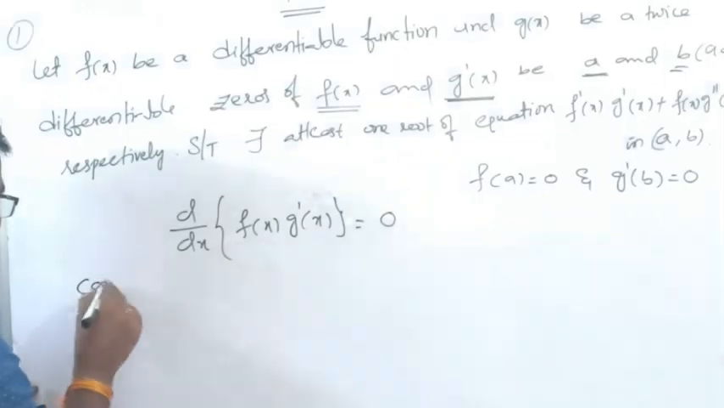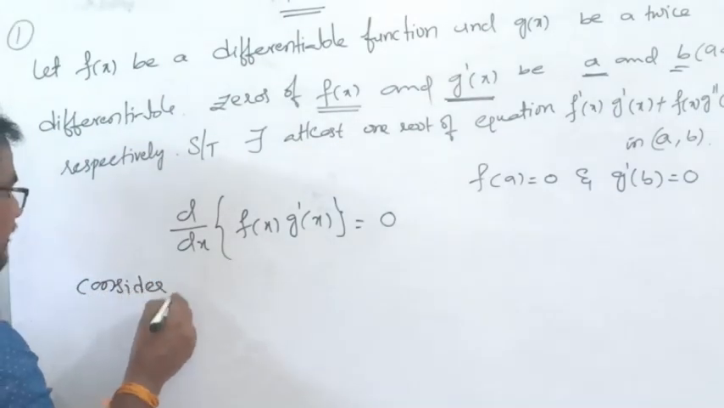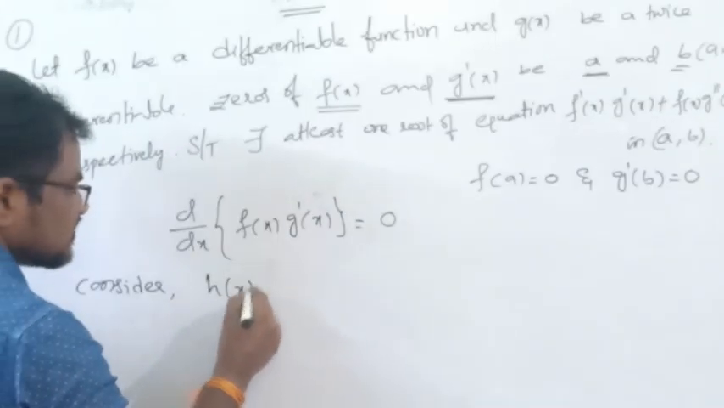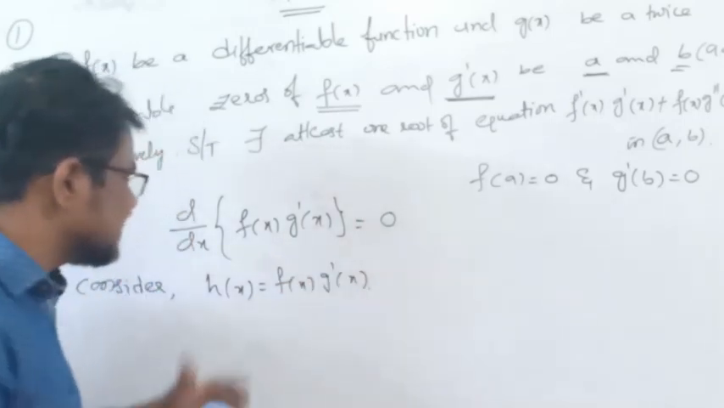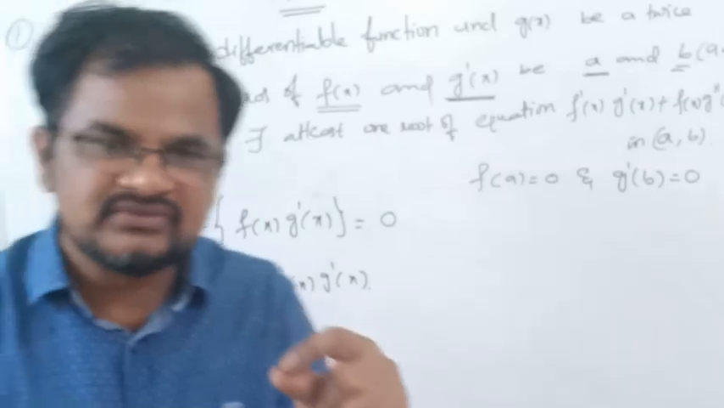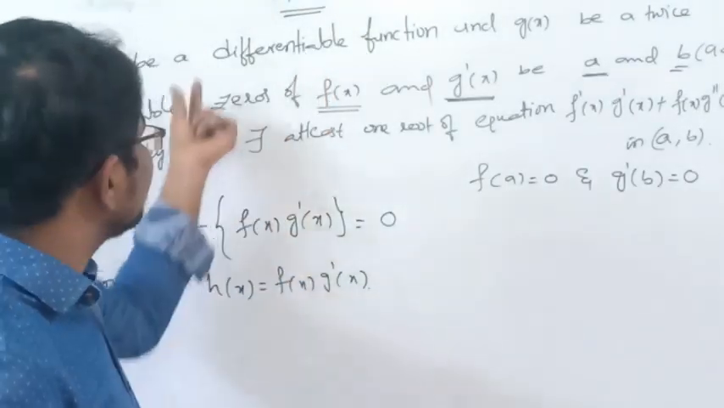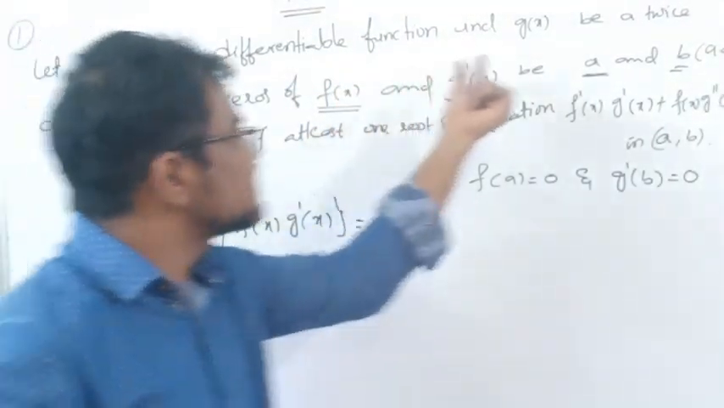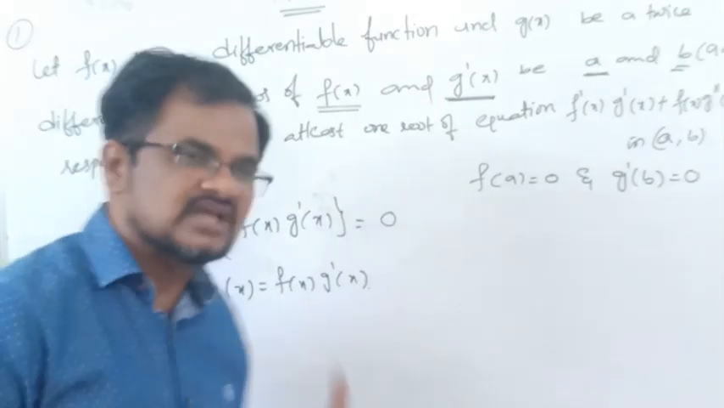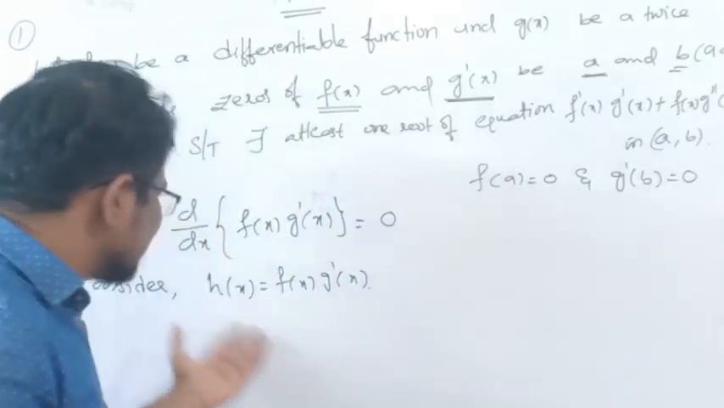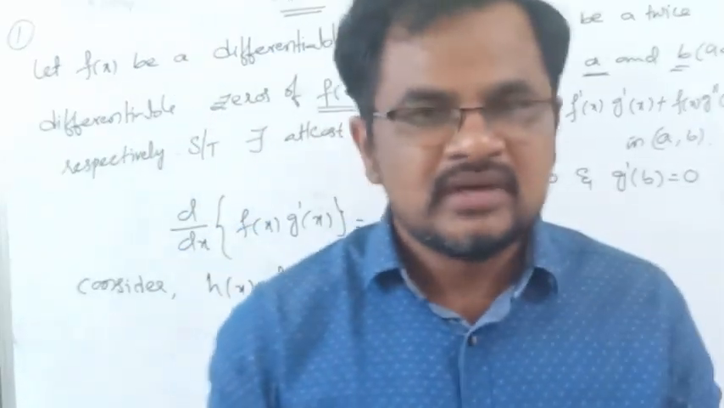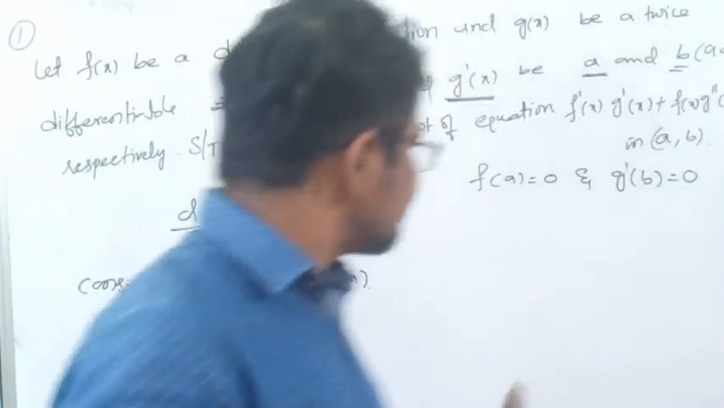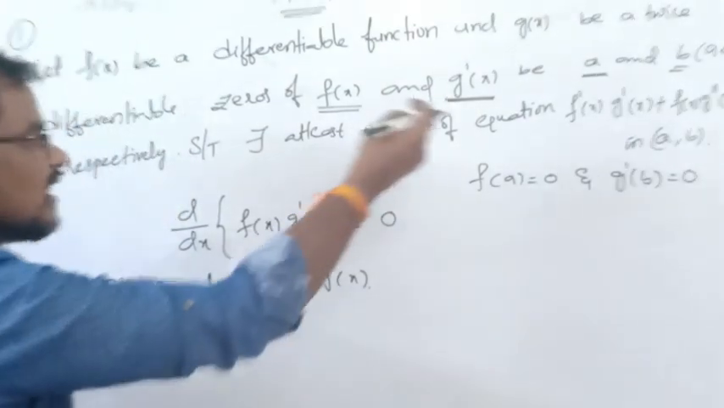Now consider h of x, one more function, equal to f of x into g dash x. Clearly h of x is a differentiable function, since f of x is differentiable and g of x is twice differentiable, so g dash x is also differentiable. Every differentiable function is continuous, so two conditions of Rolle's theorem are satisfied. Then check the third condition.